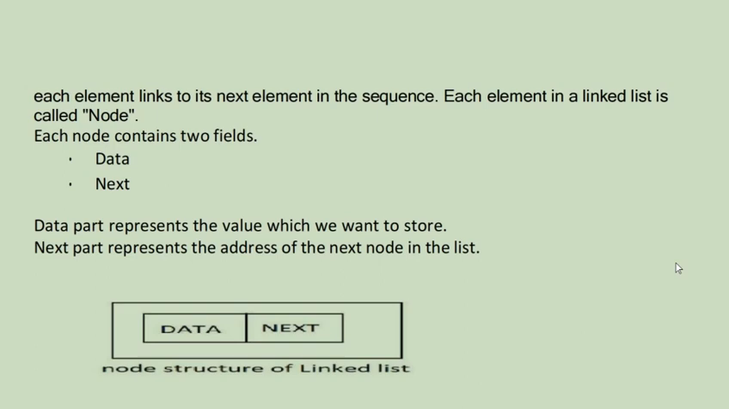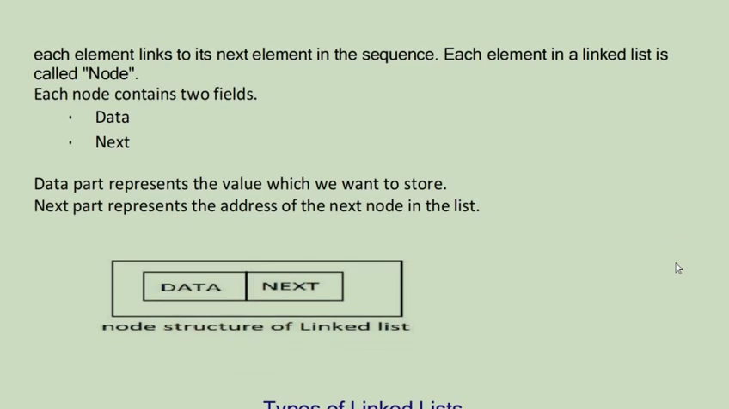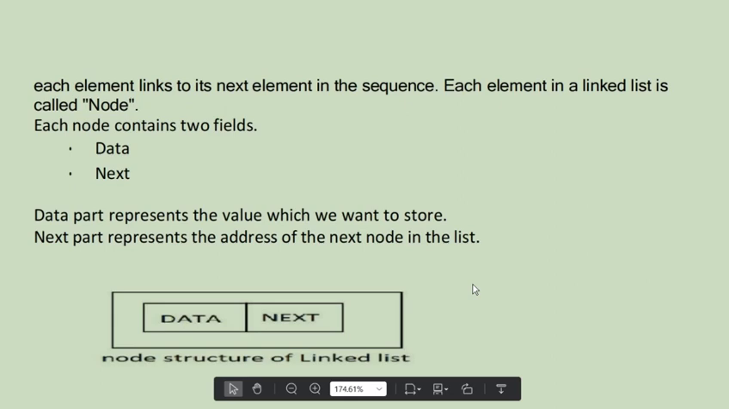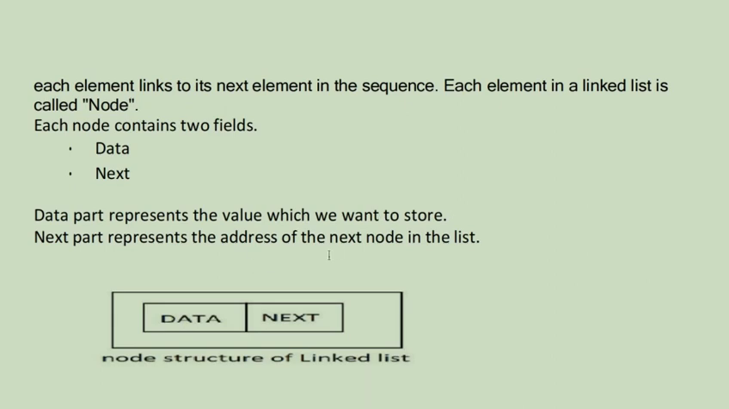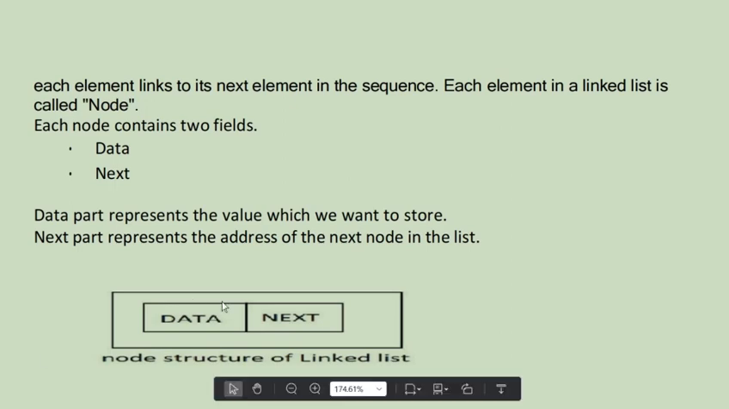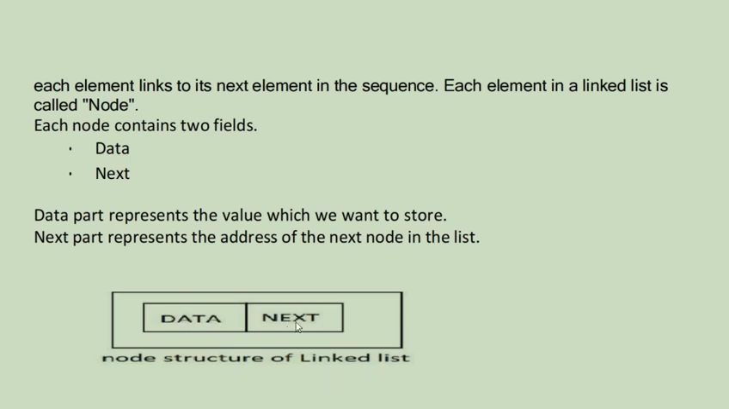So each node contains how many fields here? Two fields, that is, the data and the next field. The data node is linking with the next node. The data part represents the value which we want to store, and the next part represents the address of the next node in the list. That means this data represents which value we want to store in it, and this next represents the address of the next node. This is the node structure of a linked list.